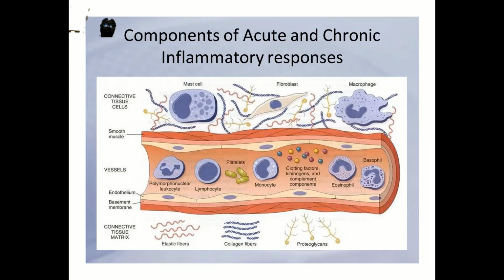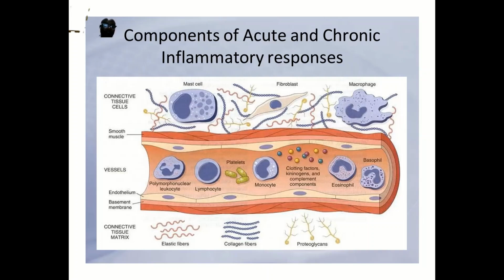And then we have fibroblasts. These are the cells for fibrosis, and we have macrophages, the cells of chronic inflammation, and their main function is to engulf a microbe or pathogen.